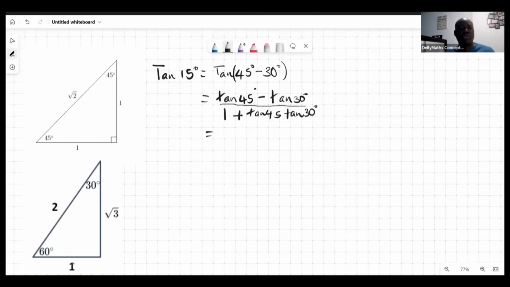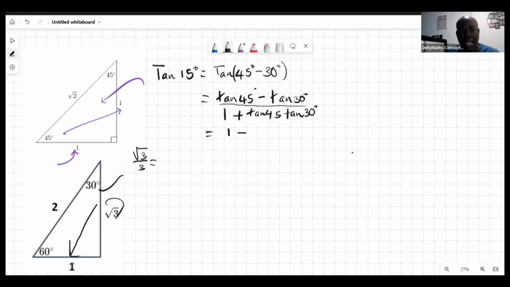So with this, all we have to do now is to use our special triangles and then get back those values. For example, tangent of 45, let's look at this triangle right here. Tangent is opposite side over adjacent side, and that is 1 over 1, which is 1, minus the tangent of 30. So I'm now looking at this here, and that is opposite over the adjacent. Remember though that the root of 3 over 3 is the same thing as 1 over root 3. So I'm going to be using root 3 over 3 for that.